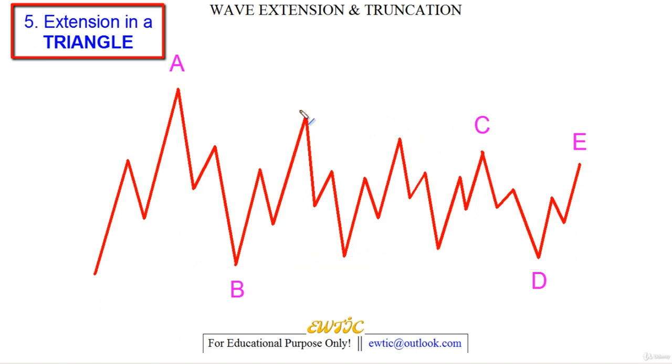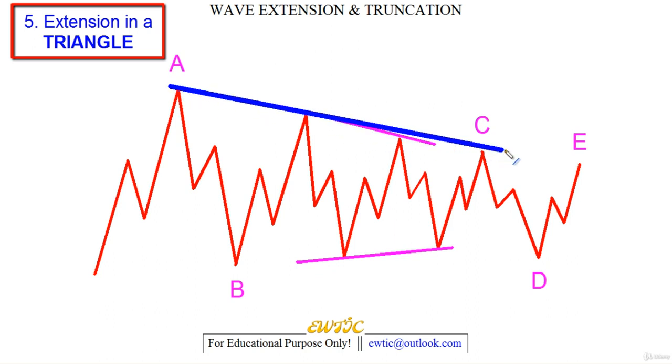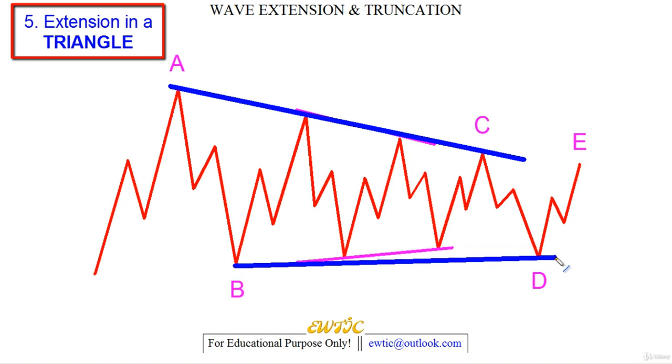We can draw the lines to make it clear that this is a wave C triangle, right? And let's draw, this is wave A, this is wave C, right? This is wave B, this is wave D, right? So this is what may happen, not very often, but rarely this is the case that you will see a triangle within a triangle. So this is wave C extended in a triangle, right?